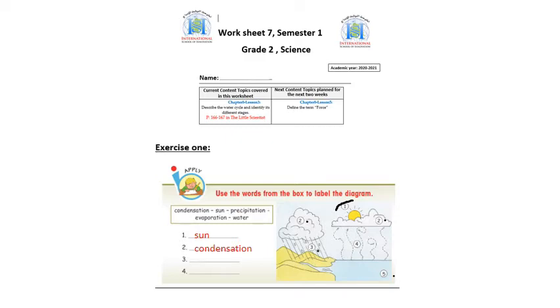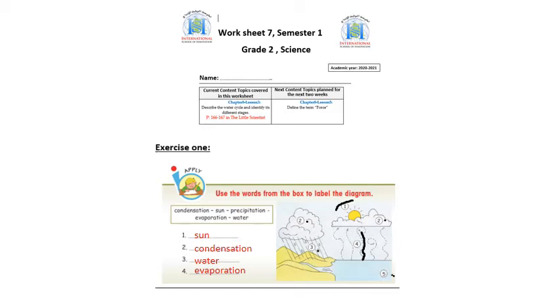Number 3. What can we see in number 3? We can see water, right? Number 4, we can see the arrow pointing up. So what do we mean by the arrow up? We mean that the water is evaporating or changing into gas. So number 4 is evaporation.